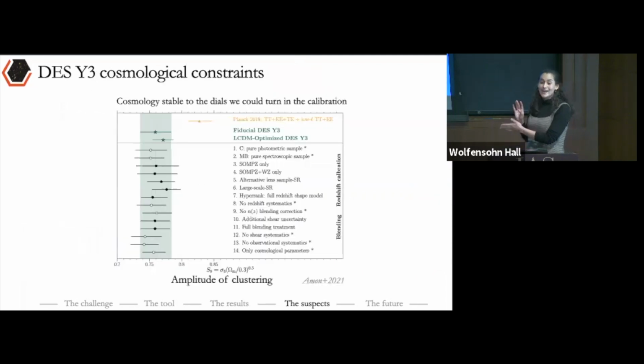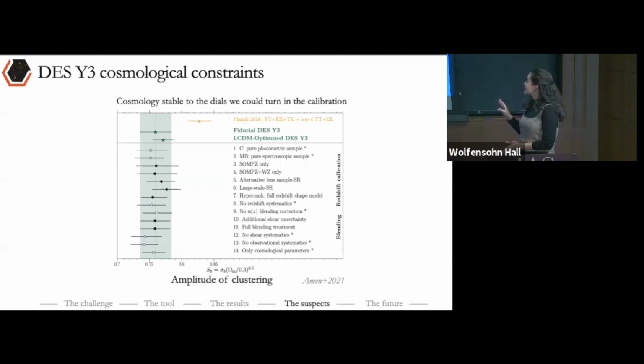And in the end, what we had is this cosmic shear S8 result that was absolutely robust to any dial that we could think to turn in our data calibration. We could use an entirely different training sample for the redshifts, and our results were stable. We could take away one of the methods and it held up. We could throw in an additional shear error in case we missed something, and the results still held.